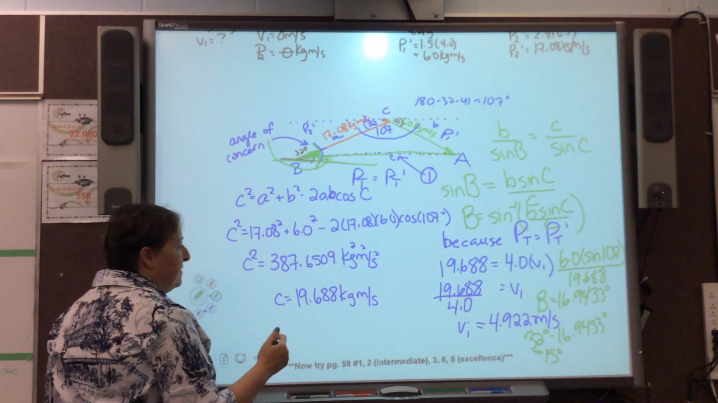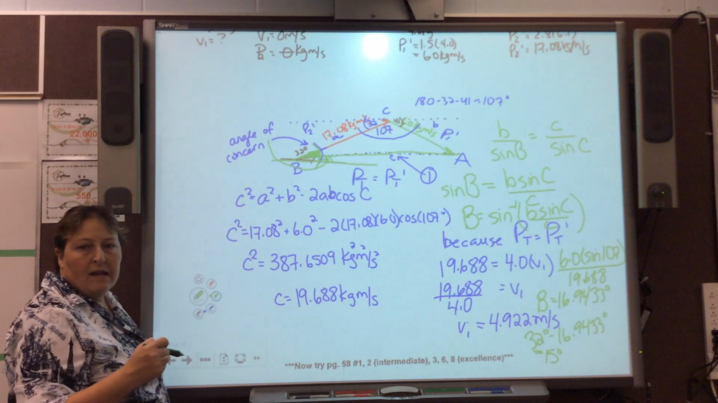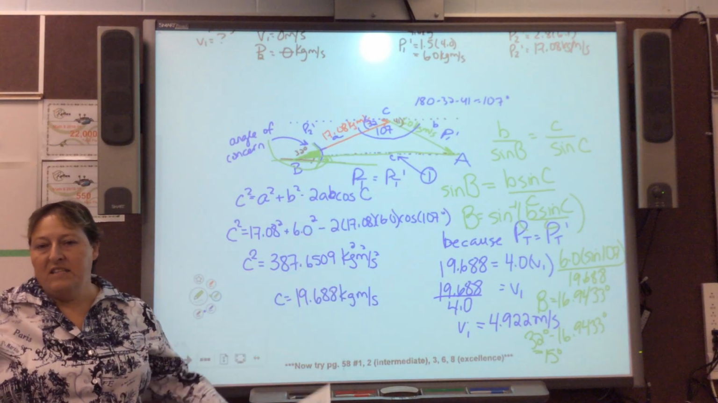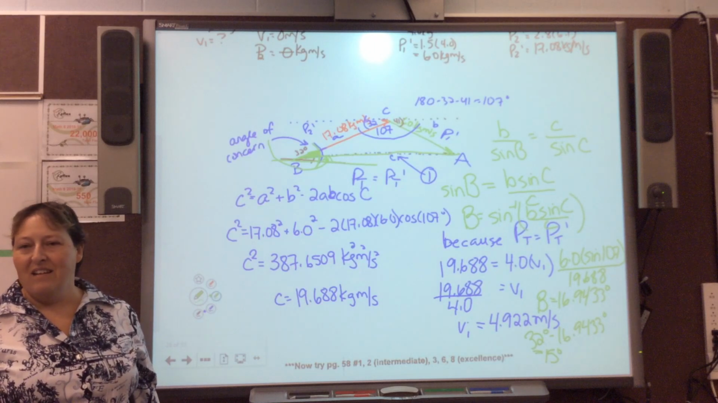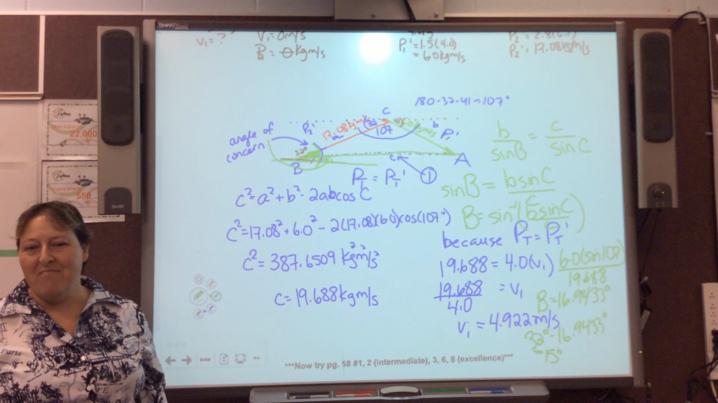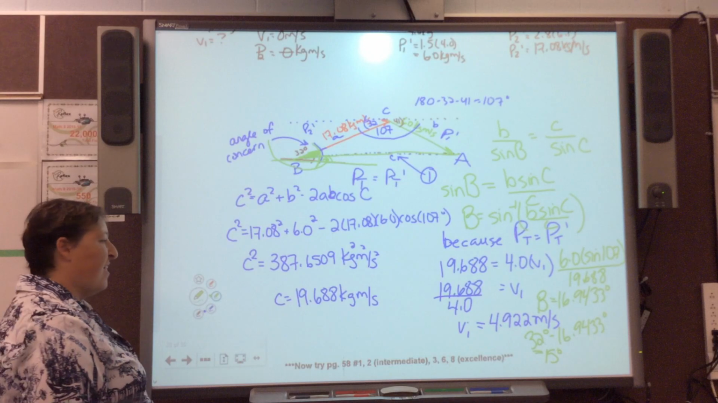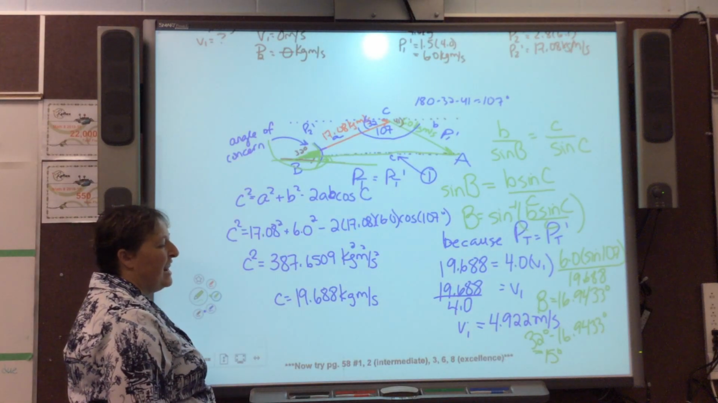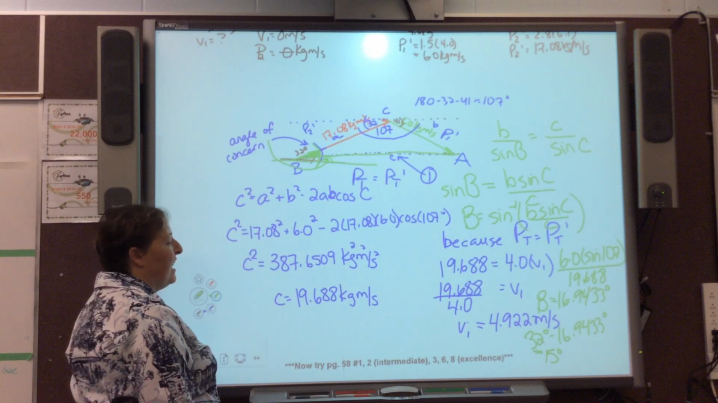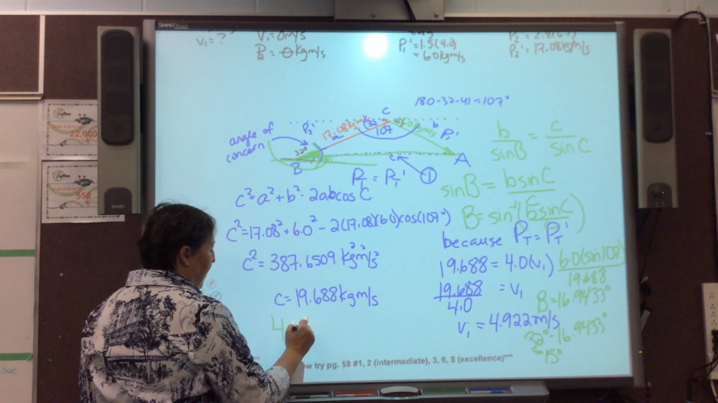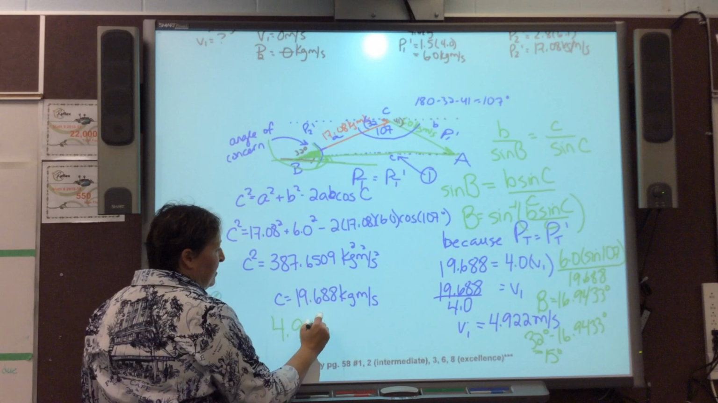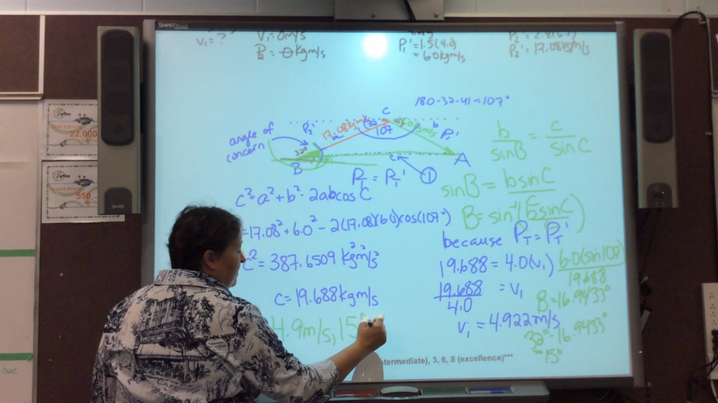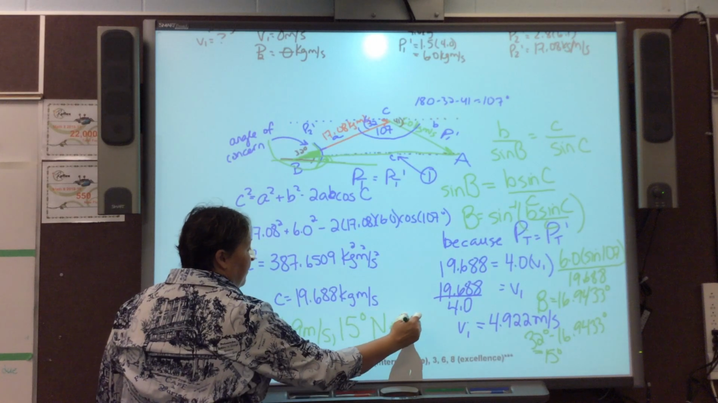The whole answer. The answer was: what is the velocity of the 4 kilogram mass? We could do 1.9 times 10 to the 1, 4.9 meters per second, 15 degrees north of east.